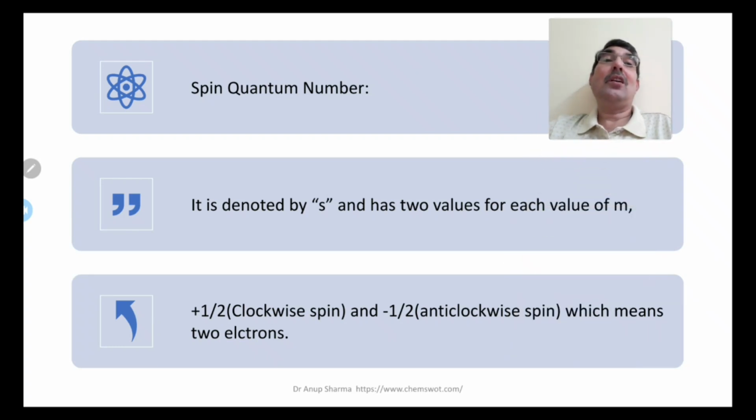Next is spin quantum number. It is denoted by small s and has two values for each value of m. +1/2 clockwise spin and -1/2 anti-clockwise spin. Which means 2 electrons. So maximum 2 electrons in one orbital, one clockwise and one anti-clockwise.